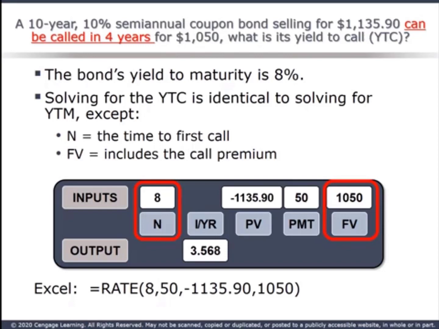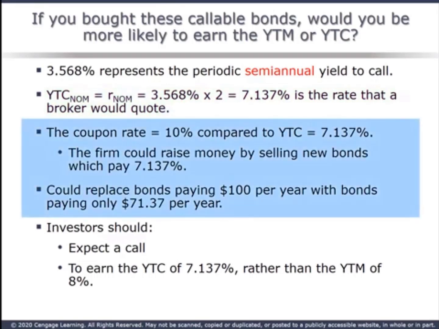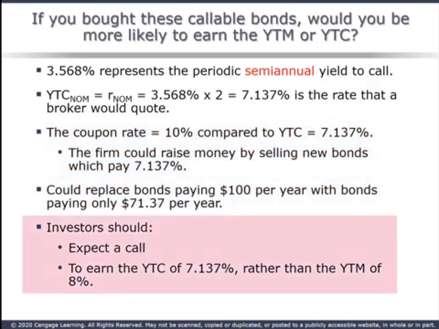Compute IY, 3.568. The 3.568 yield to call is a 6-month rate. The nominal annual yield to call is 3.568 times 2, or 7.137. With a coupon rate of 10% versus a yield to call of 7.137, it may be in the firm's best interest to call in the 10% bond issue and issue new bonds at the lower market rate. Investors should anticipate a call and expect to earn 7.137%.